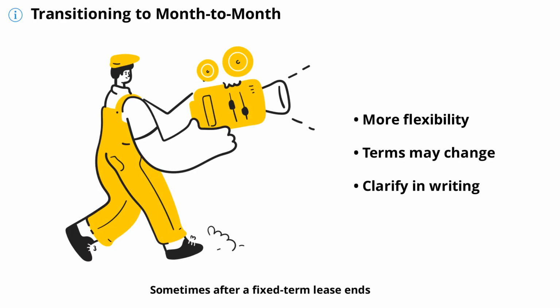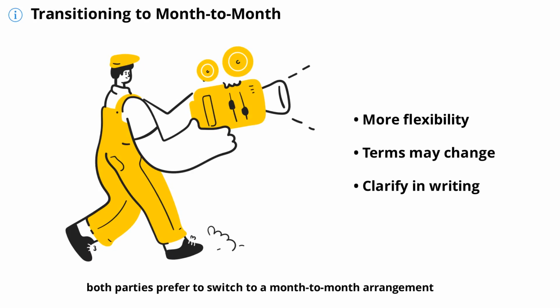Sometimes, after a fixed-term lease ends, both parties prefer to switch to a month-to-month arrangement. This offers more flexibility, allowing either side to end the agreement with proper notice. However, rent and other terms may change, so it's important to clarify the new arrangement in writing.